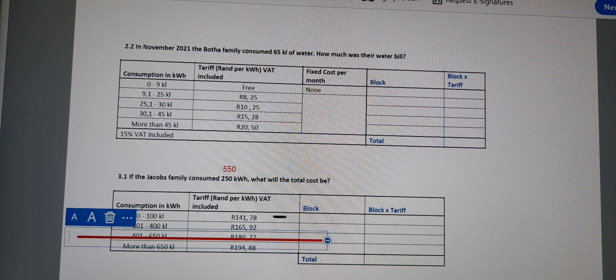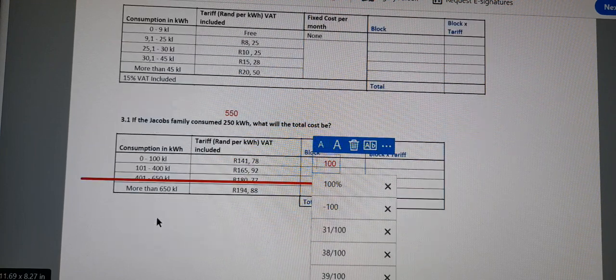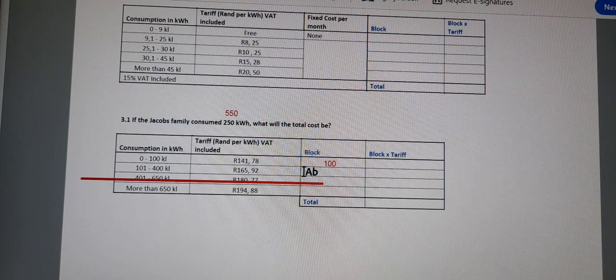Then we know this block. Now we calculate our blocks. This block will be 100 minus 0, it's 100. And that following block will be 400 minus 101, it will be 299. And then now we are on the scratch block. Remember, the scratch block is consumption minus what is on the top.